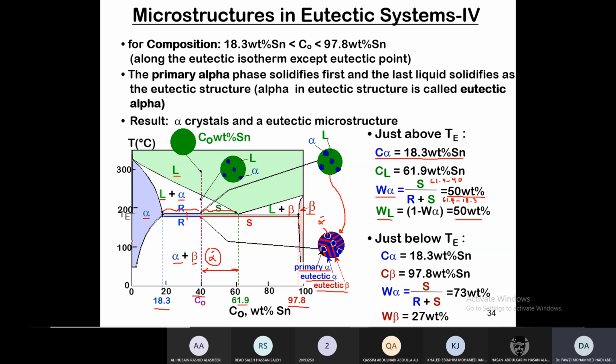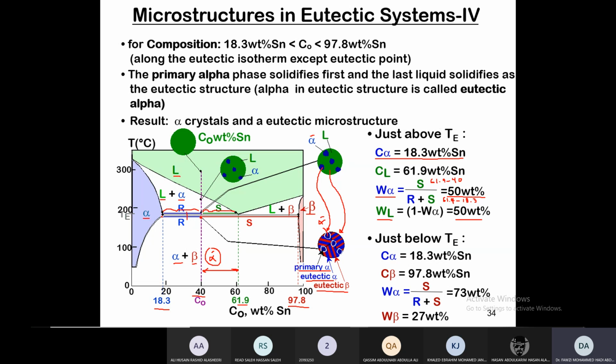alpha solid solution. Now, once we got the alpha and we said we got the alpha prime, we know that the alpha prime is 50%. If we go down just below the eutectic isotherm, what is going to happen? That alpha, which we have here, remains the same alpha, which is the alpha prime. It does not change. Let's call it alpha prime. That alpha prime remains as it is because it is already transformed to the solid. What is going to change is this liquid.